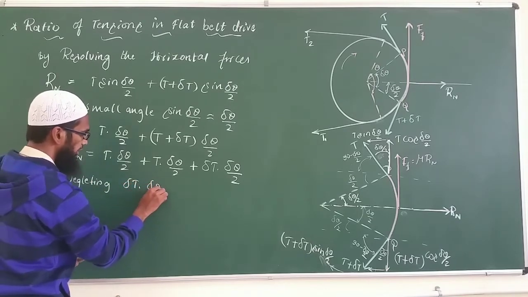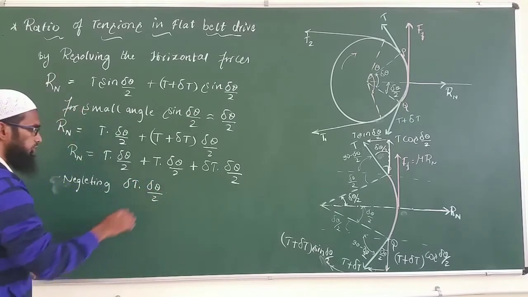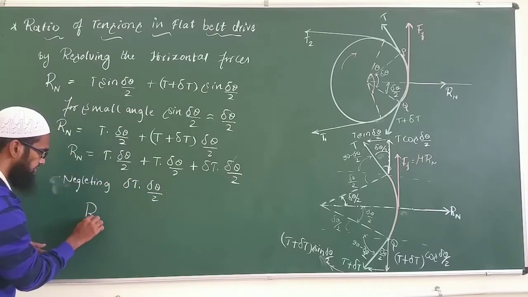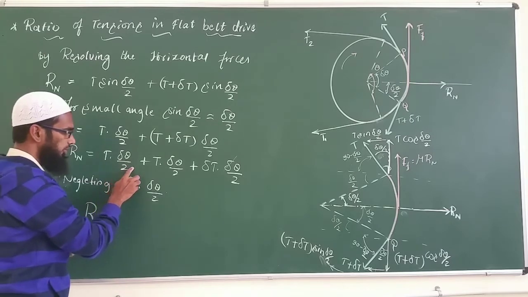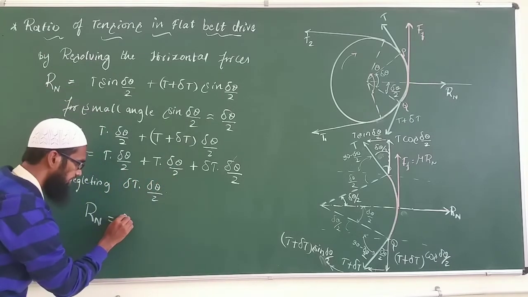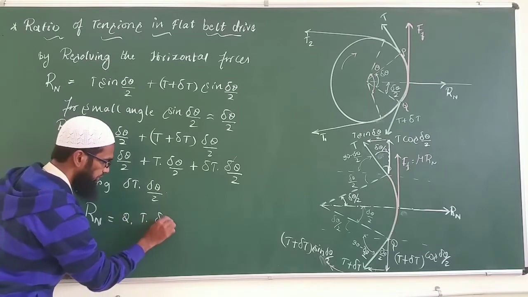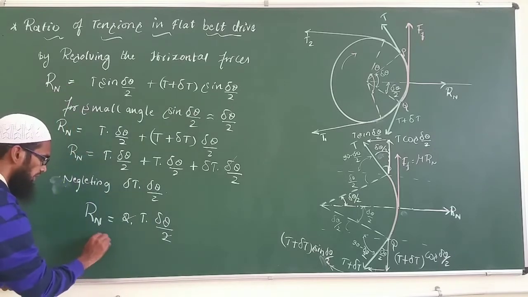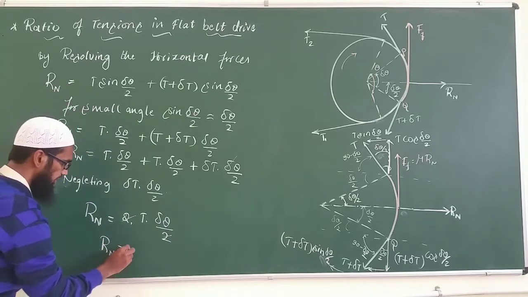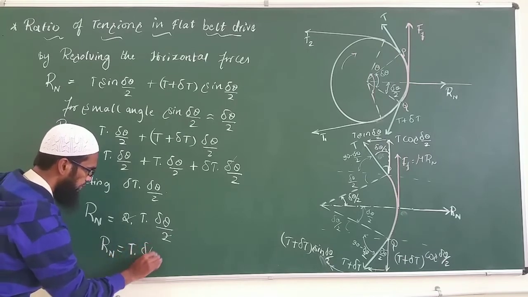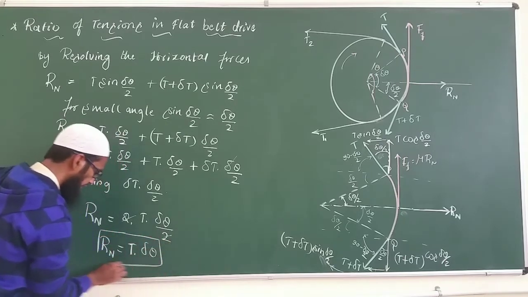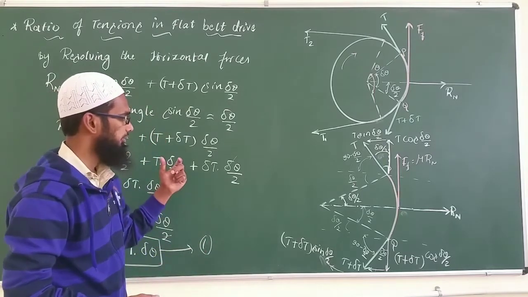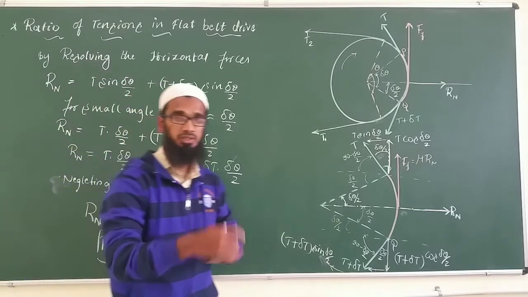∂T into ∂θ/2, since it's very small, so this part goes away. The only term that remains here is Rn equal to T·∂θ/2 plus T·∂θ/2, that is 2 times T·∂θ/2. So these two get cancelled. The remaining term is Rn, that is the normal reaction, Rn is equal to T·∂θ. Now I'll consider this as my equation 1. This is the term we have got by considering the horizontal forces.